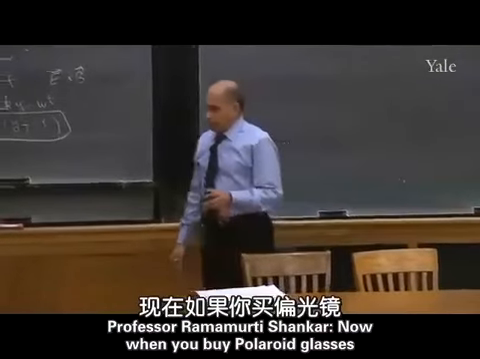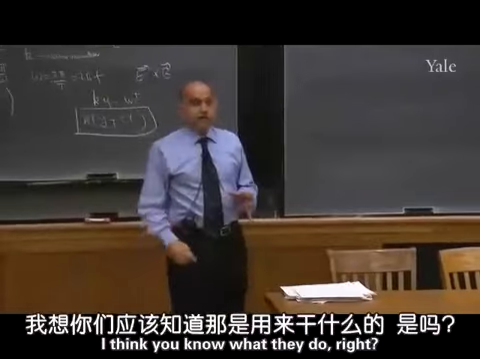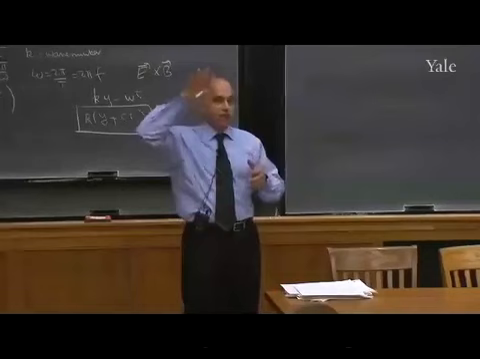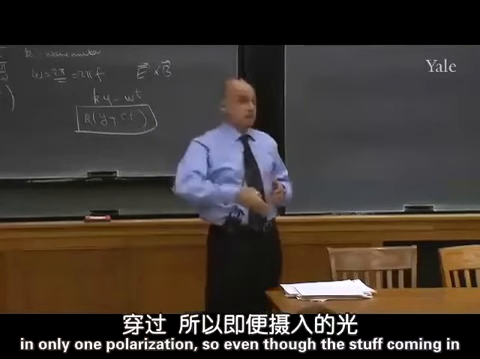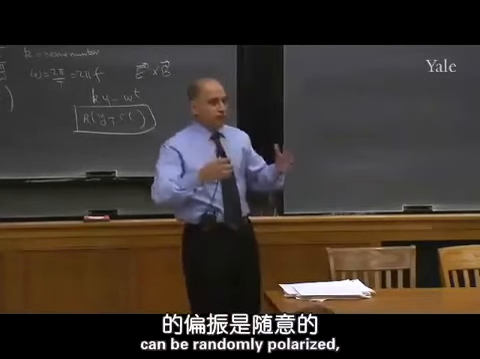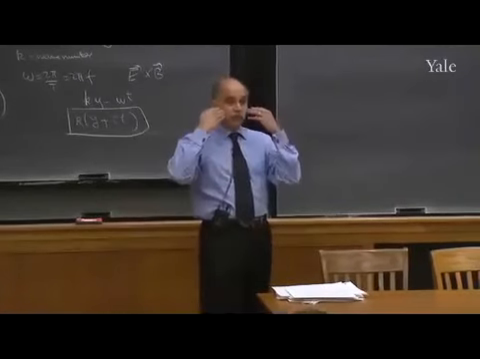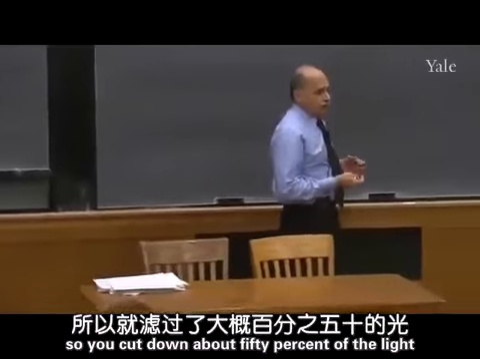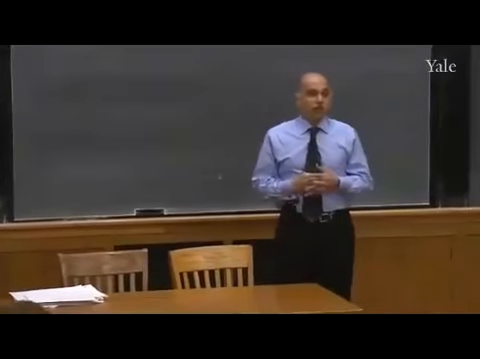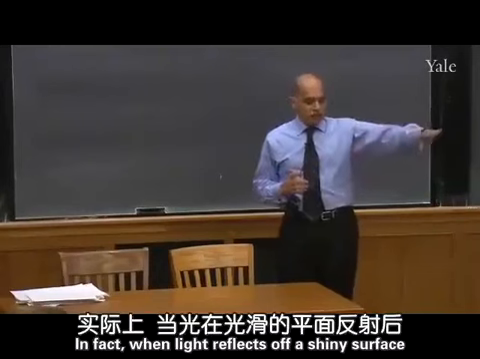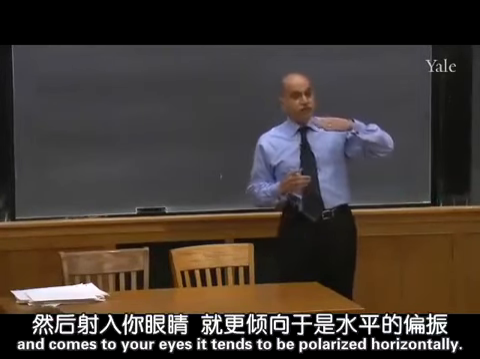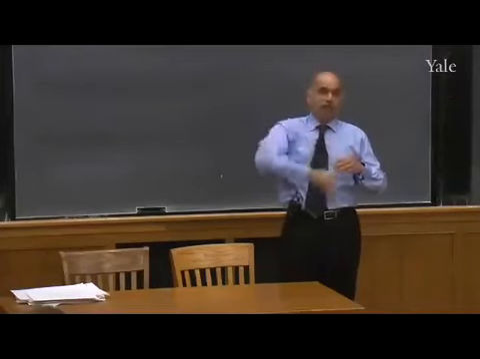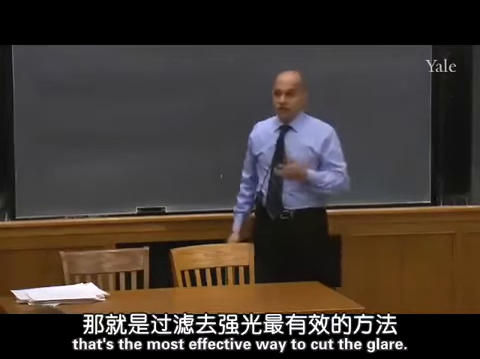Now, when you buy Polaroid glasses, I think you know what they do, right? The polarizers in the glasses will allow light to travel with only one polarization. So even though stuff coming in can be randomly polarized, what comes out of the other side towards your eye is pointing only one way. So you cut down about 50% of the light if you polarize it. In fact, when light reflects off a shiny surface and comes to your eyes, it tends to be polarized horizontally. Therefore, if you choose your Polaroid to be vertical in your lens, that's the most effective way to cut the glare.